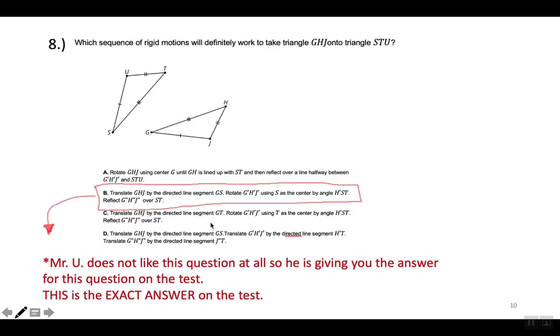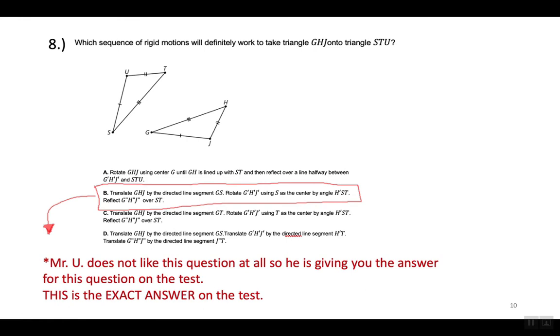Alright, look at this one. I hate this question. I don't like this question at all. I think it's a horrible question. So I'm giving you the answer. I'm telling you right now, this is the exact question on the test. This is the answer on the test. I'm not sure if it's going to be letter B. Don't count on it being letter B, but that is the exact answer. So I don't know if you want to take a screenshot before the test or whatever you want to do, but I'm telling you right now, that is the answer on the test.